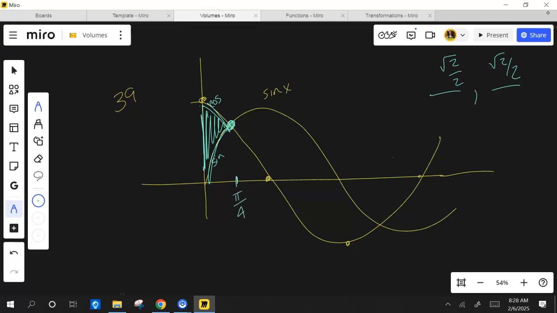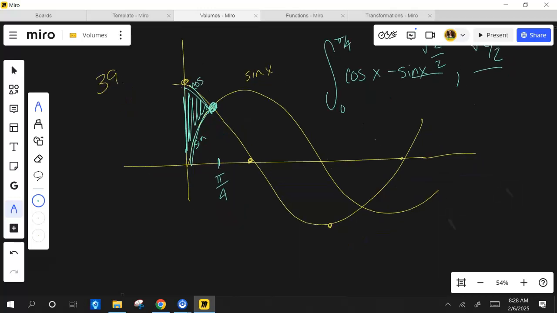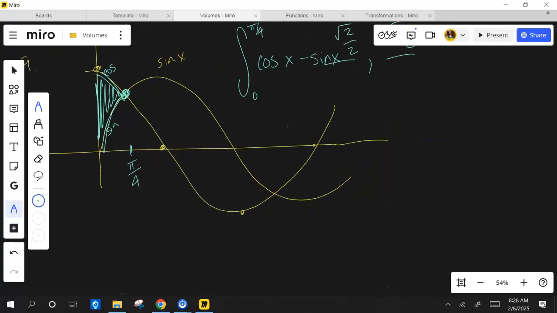So what I'm doing is the integral from 0 to pi over 4 of, which one goes on top? Cosine x minus sine x. You could actually do this without a calculator, but the antiderivative of cosine is sine. The antiderivative of sine is going to be minus cosine, so it's plus cosine. I'm going from 0 to pi over 4.